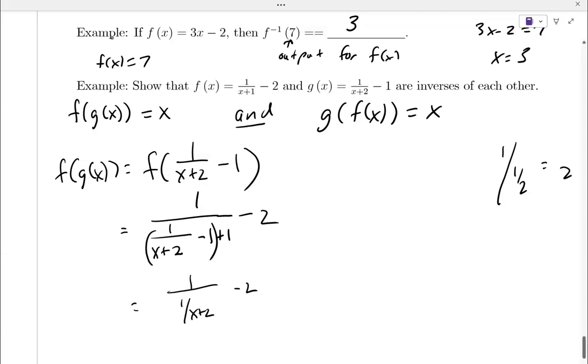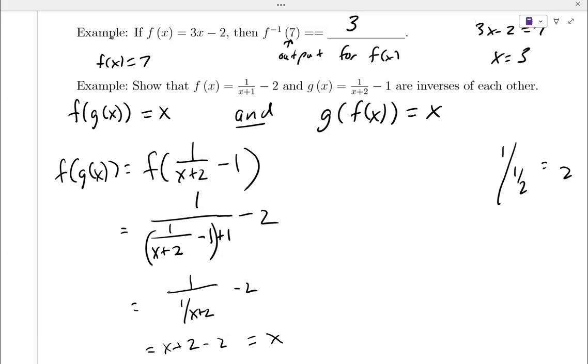I'm just reciprocating the reciprocal, right? I flipped it over and flipped it back. So what's 1 over x plus 2 equal to? X plus 2. And I still have that minus 2 on the end, so what do we end up with? X, yeah. Which is what we're supposed to end up with if they're inverses of each other.